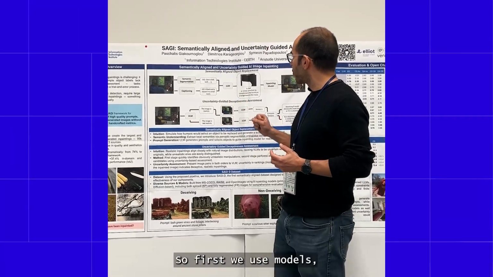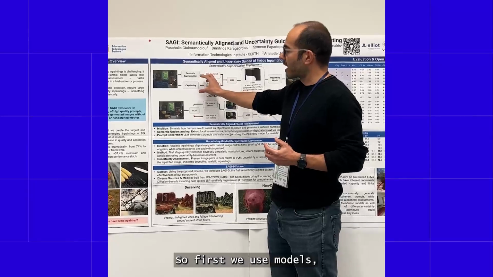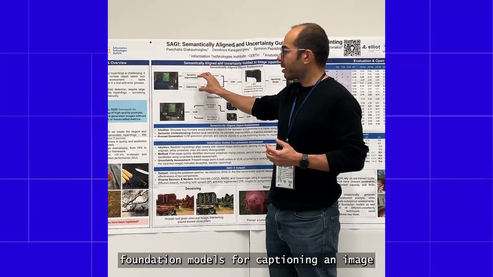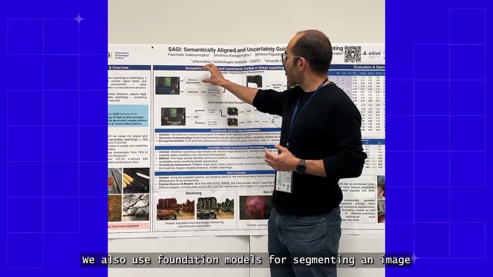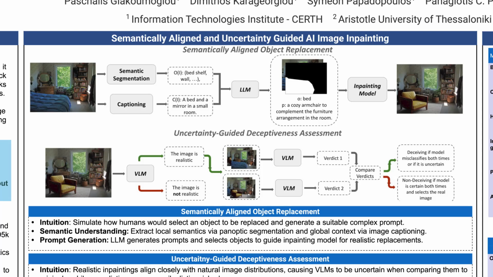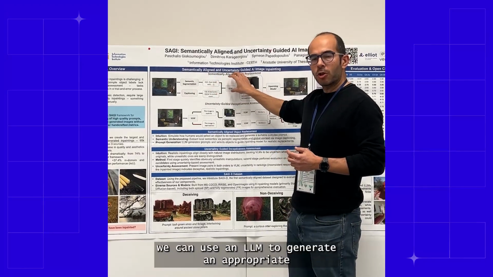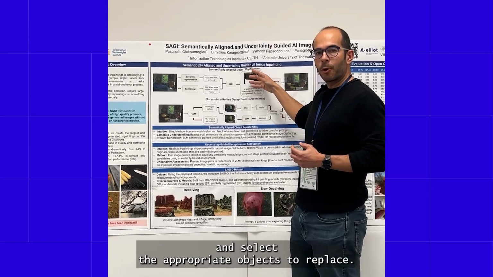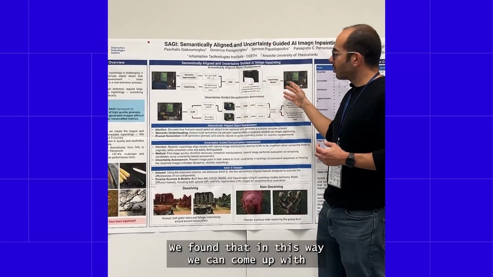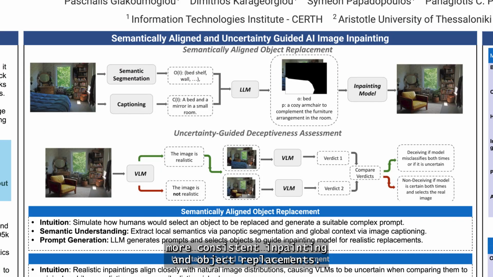of a pipeline. So first, we use foundation models for captioning an image and extracting a global description. We also use foundation models for segmenting an image into objects and different semantic areas. And once we have this data, we can use an LLM to generate an appropriate description of the prompt and select the appropriate object to replace. We found that using this way, we can come up with more consistent inpainting and object replacements.